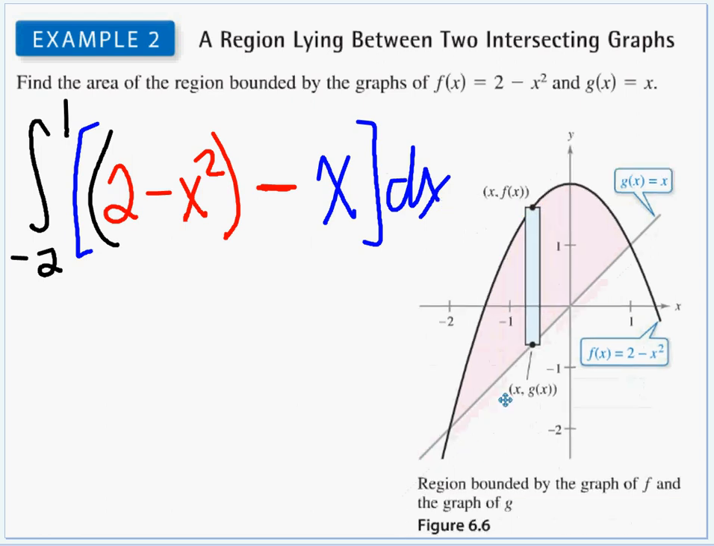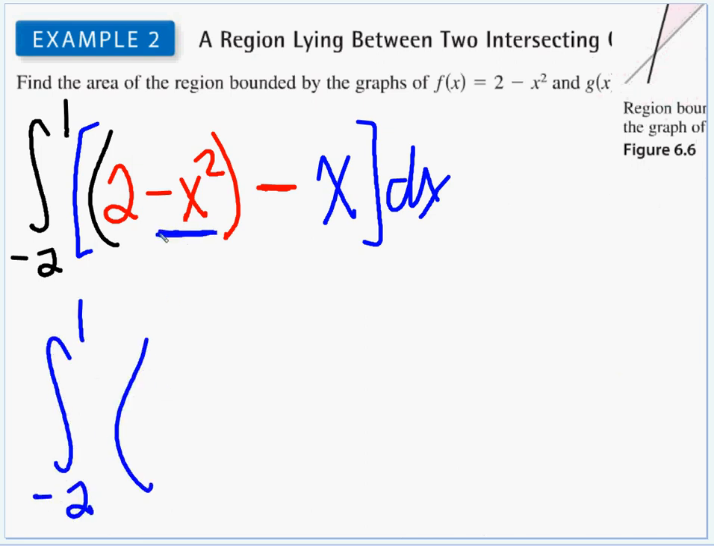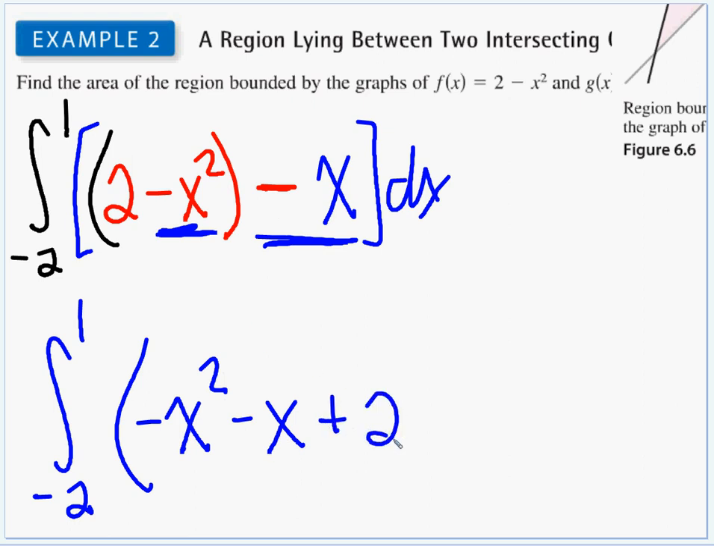Okay, let's do a little algebra here and get this ready to integrate, negative 2 to 1. So let's see, our leading term is x squared, and it's a negative x squared. Then we're going to have a minus x, and then a plus 2. And I still have to put my dx on there. dx.